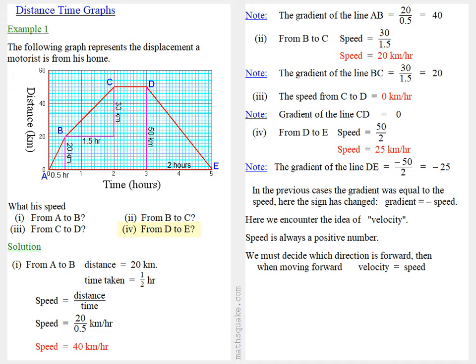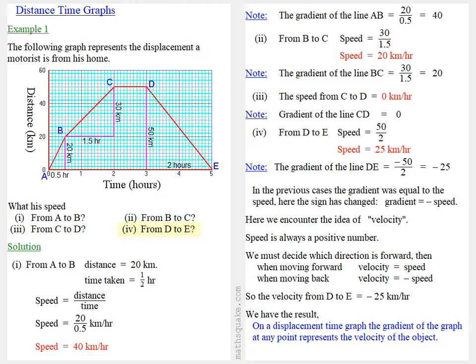With vectors, we must decide which direction is forward, then when moving forward, the velocity is equal to the speed, and when moving back, the velocity is equal to minus the speed. So the velocity from D to E is minus 25 kilometers per hour. So we have the following result. On a displacement time graph, the gradient of the graph at any point represents the velocity of the object.